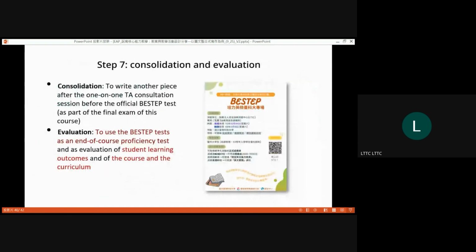To wrap up the lesson will be consolidation. After their meetings with the TA, the students will come back, and we will write another piece in class, and that will be part of the course score, because that is the final exam. And then after that, they will attend the real Bestep test. When we get the official scores, that will be our assessment of student learning outcomes, and also of the course, and also of the English curriculum as a whole.